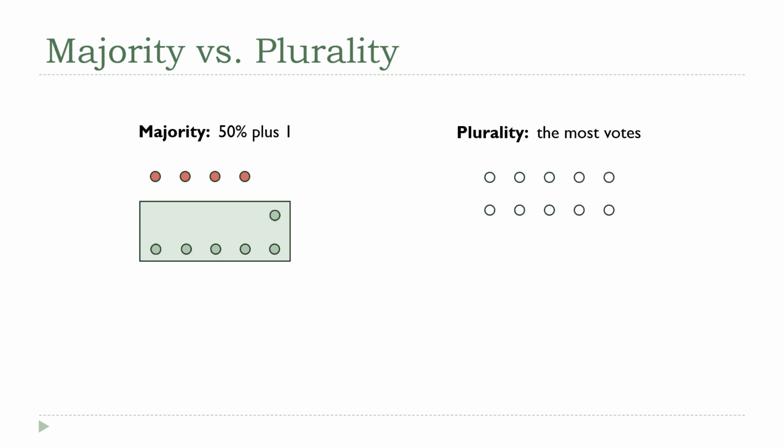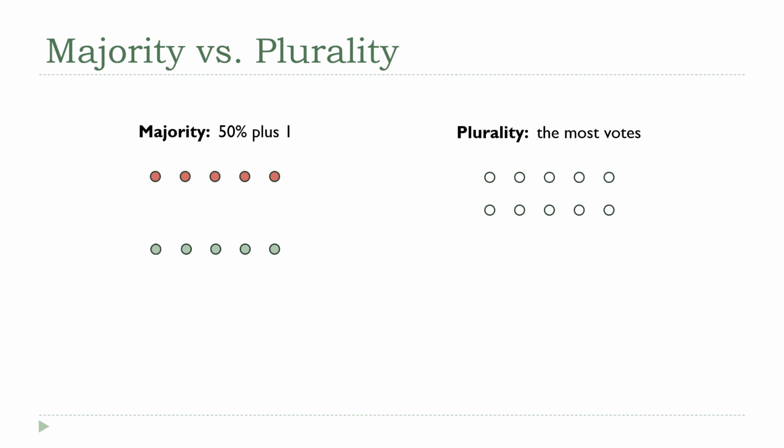Now, sounds simple enough, right? But there's a problem. What if we have this situation? What if we have 5 people vote one way and 5 people vote another way? Well, now we've got a problem. Nobody made that 6 vote threshold. We've got an exact tie.